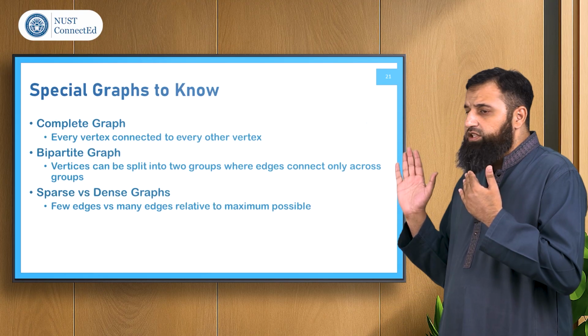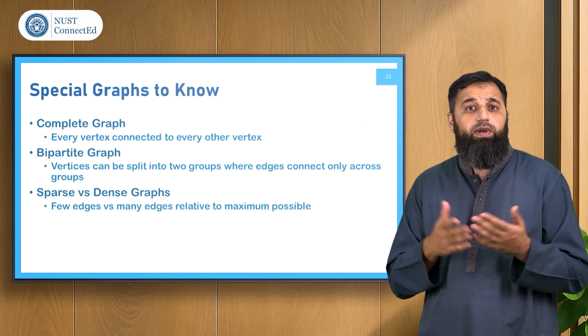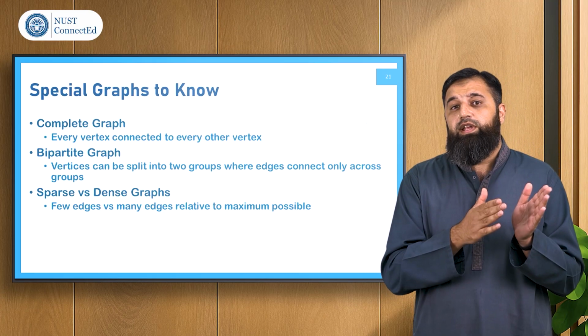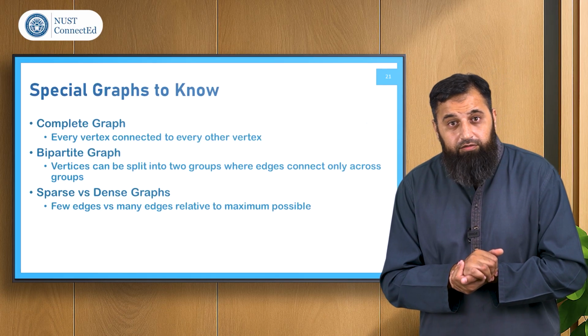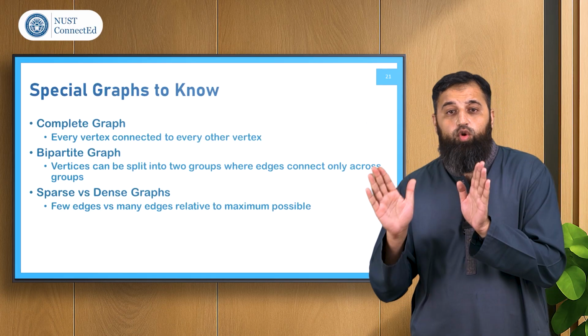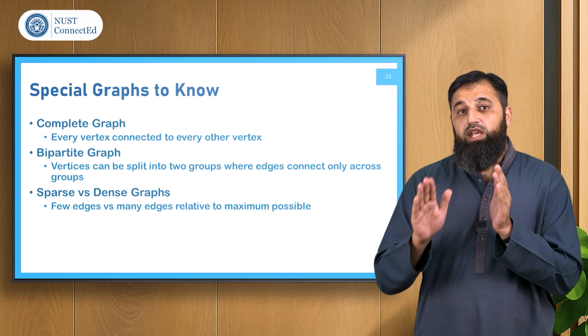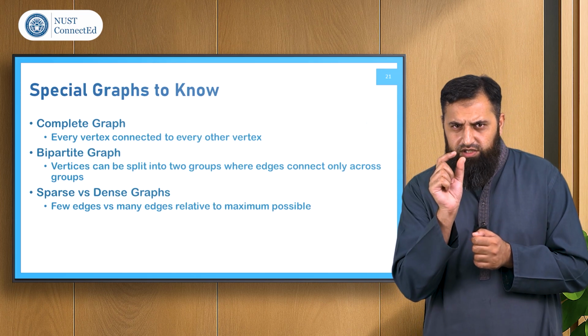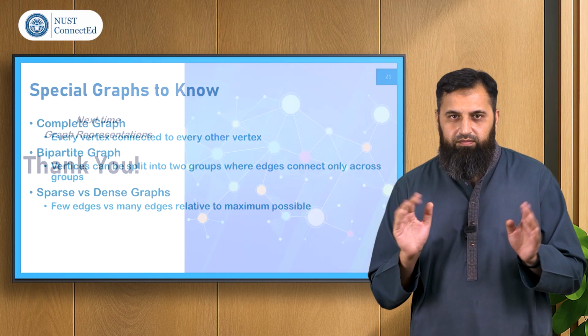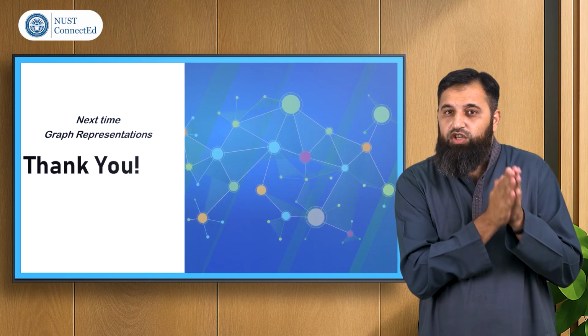Additional types of graphs could be a complete graph, where every vertex is connected to every other vertex. A bipartite graph, which splits vertices into two groups with edges only across the groups. Sparse graphs have few edges. Dense have many.